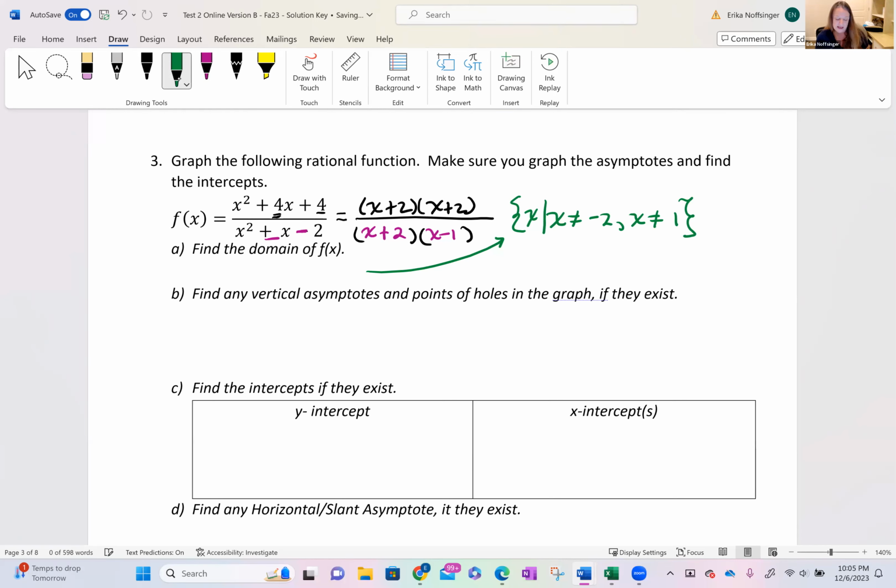Find the vertical asymptotes and points of holes in the graph if they exist. So vertical asymptotes occur at values which set our denominator equal to 0, but it can't set our numerator equal to 0. Or if we cancel like factors, it's not going to leave a value which sets our denominator equal to 0. If it's a hole. If it's an asymptote, which we have just one here because the x plus 2's cancel. What's left, which sets my denominator equal to 0, is 1. So we have a vertical asymptote at x equals 1.